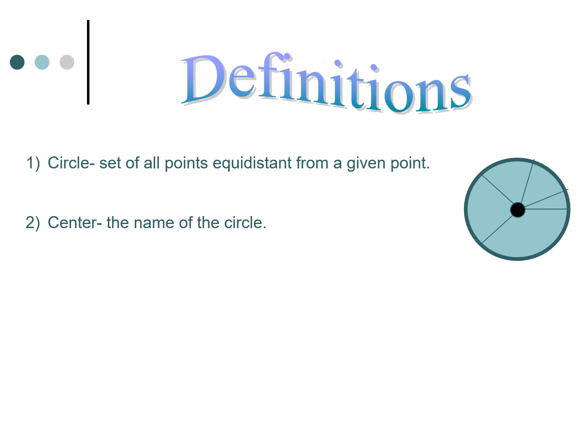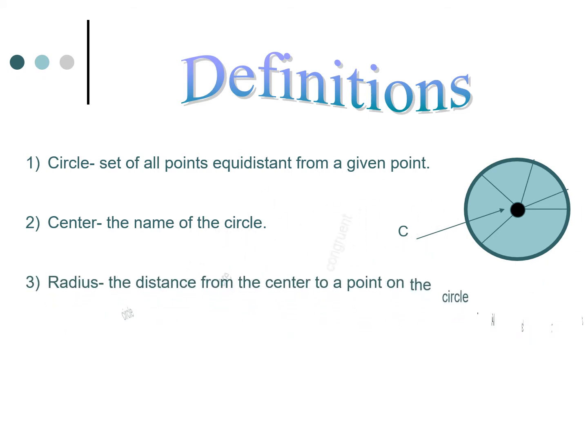The center is usually the name of the circle, right there. The radius is the distance from the center to the point on the circle. All radii on the circle are congruent. They're all the same. You all know what radius means. There it is.